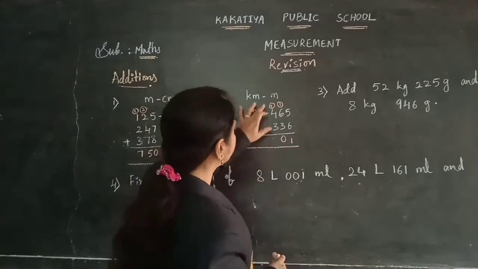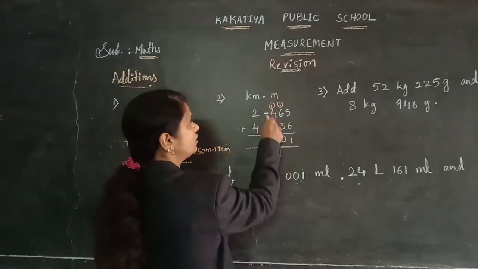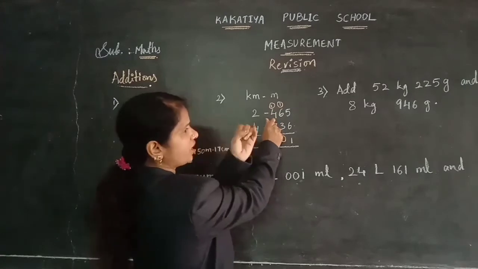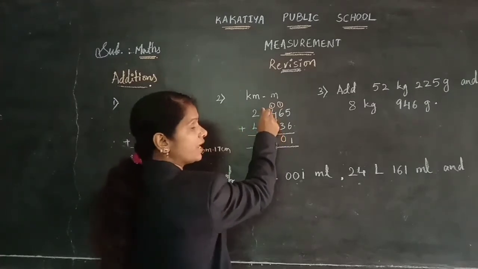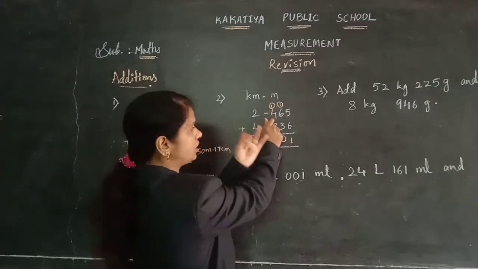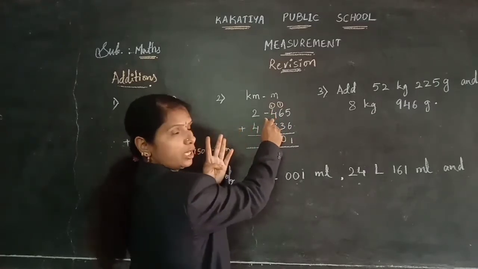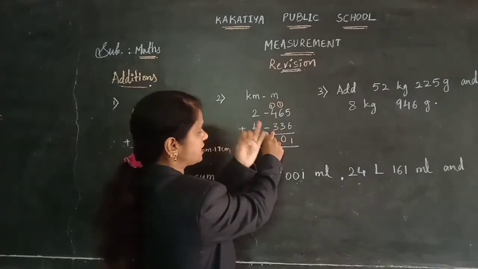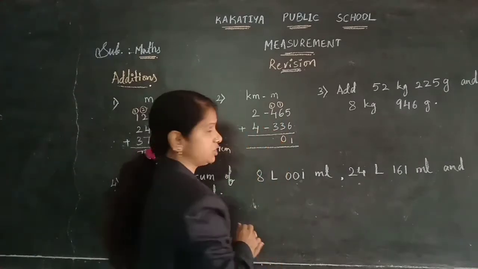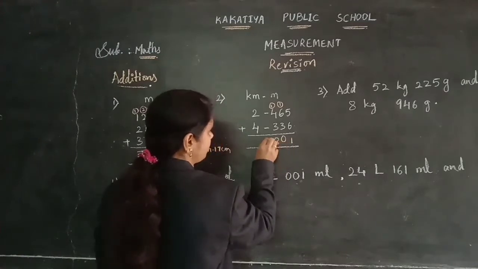Yes. 1 after next 4: 2, 3, 4, 5. So 5. 5 after next 3: 6, 7, 8. We are getting 8 children. So here I am writing 8.